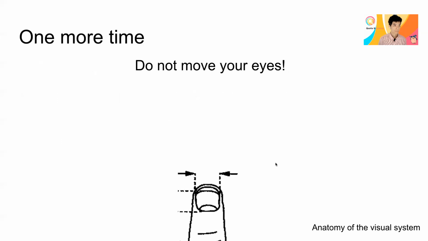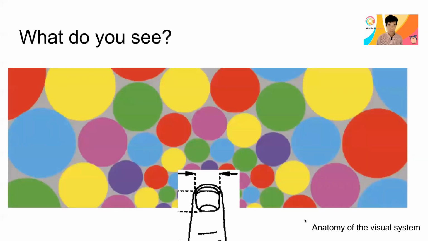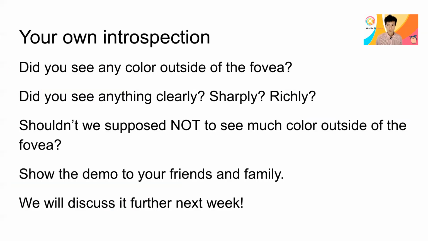Okay, one more time. Adjust the distance, and let's go. 3, 2, 1. Same question. Did you see any color outside of the fovea? Did you see anything clearly, sharply, richly? Shouldn't we be supposed not to see the color? If you're a bit skeptical about your own experience, show it to your friends and family. We will discuss what this means in detail next week.